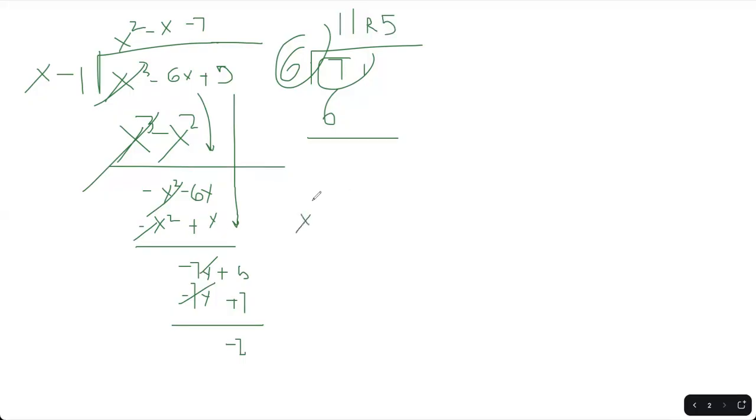Instead, we write x squared minus x minus 7. And then we put a negative 2 over the number we're dividing by. So it's x minus 1. So you write plus negative 2 over x minus 1. Because basically what this is saying is the negative 2 didn't fully go into the x minus 1. That's why it's a remainder. So we're keeping it apart.